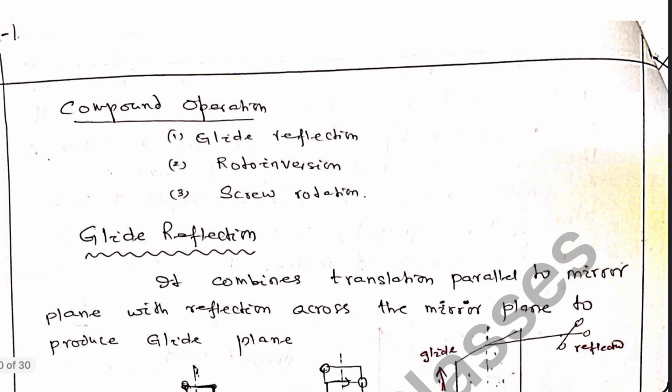Then we have the compound operation, which involves glide reflection, roto inversion and screw axis. So in my next class, I will discuss this compound operation, symmetry operations involving reflection, roto inversion and screw axis.